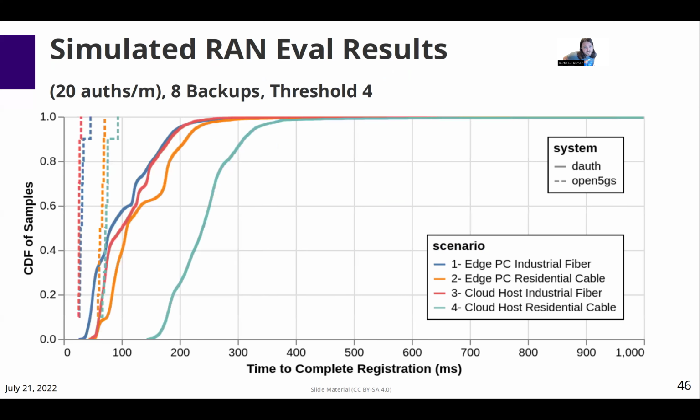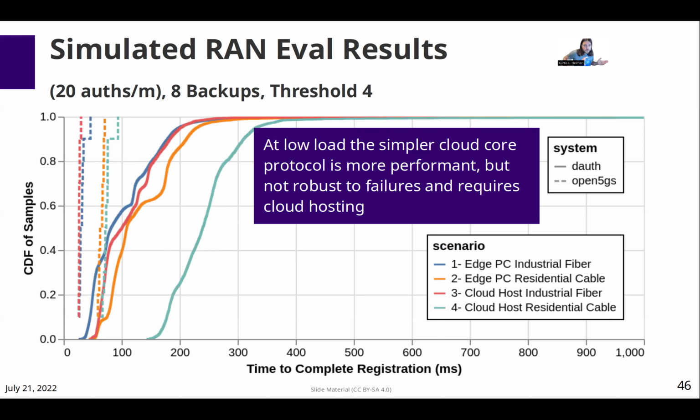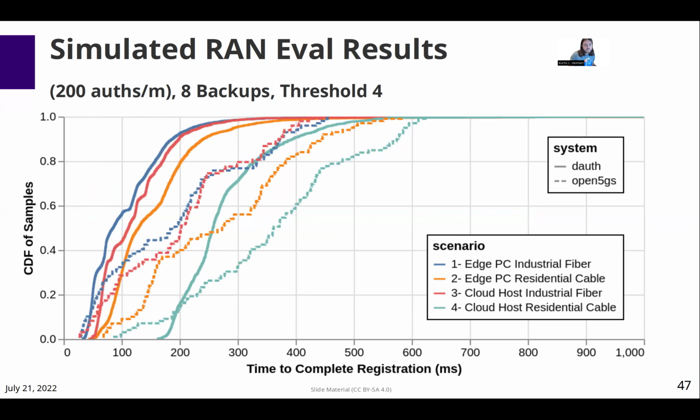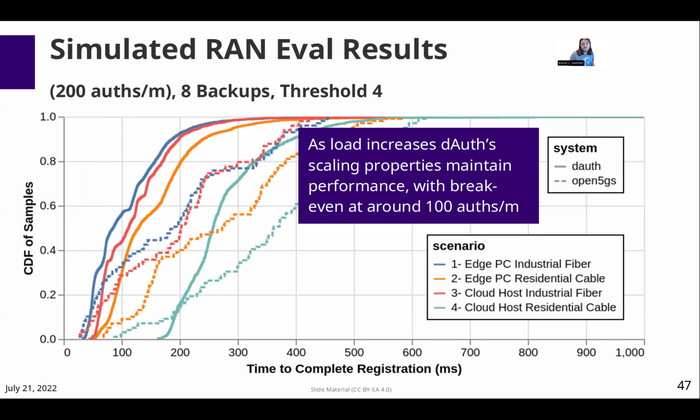Okay, so first line of the data. This is 20 auths per minute, 8 backups with a threshold of 4. And what you see is kind of what you'd expect. At low load, the simpler cloud core is more performant, but not robust to the kind of failures that we're talking about, right? If the cloud core goes down, we just lose access and we lose roaming and all those sort of things. As we increase this up to 200, you see significant drop off from the cloud core. And these are where the scaling properties start to manifest. We actually get that nice backup behavior that we're looking for with the break even at around 100 auths per minute. And it's nice, these are both Open5GS, so it's a good apples-to-apples comparison in terms of the technology stack itself.